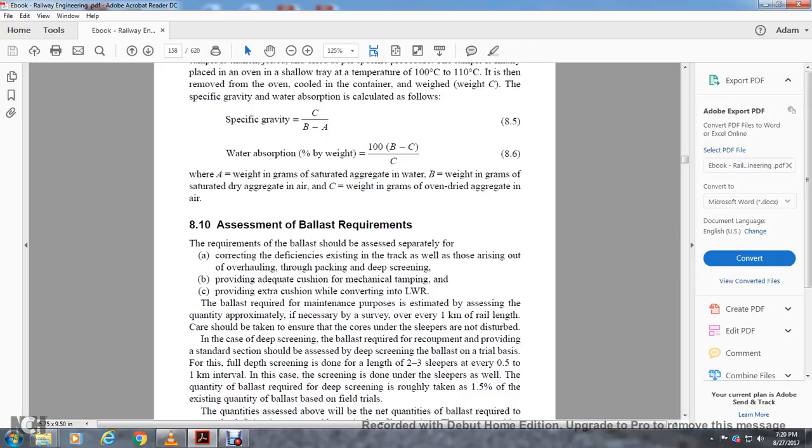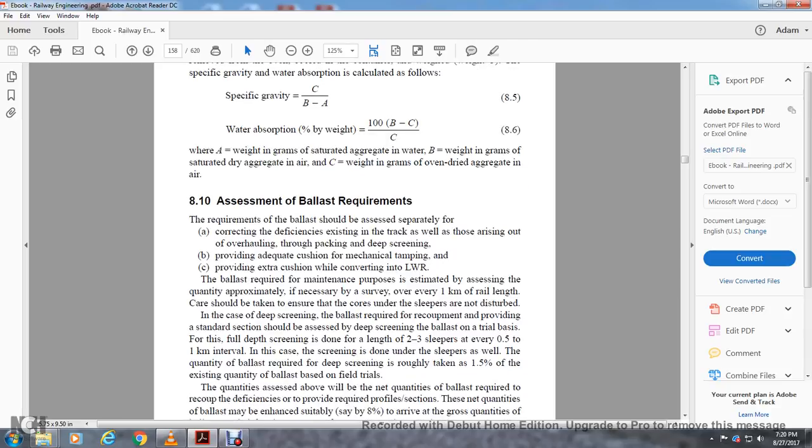Care should be taken to ensure that the cribs under the sleeper are not disturbed. In case of deep screening, the ballast required for recouping and providing the standard section should be assessed. Deep screening of ballast is done on a trial basis. For this, full depth screening is done for at least 2 to 3 sleepers every half kilometer interval. In this case, screening is done under the sleepers as well.